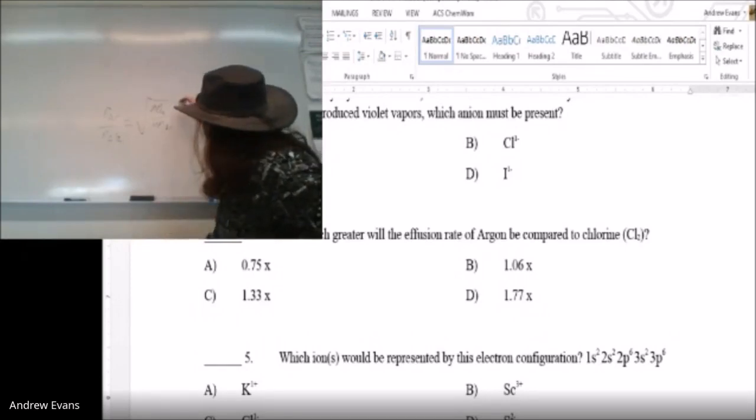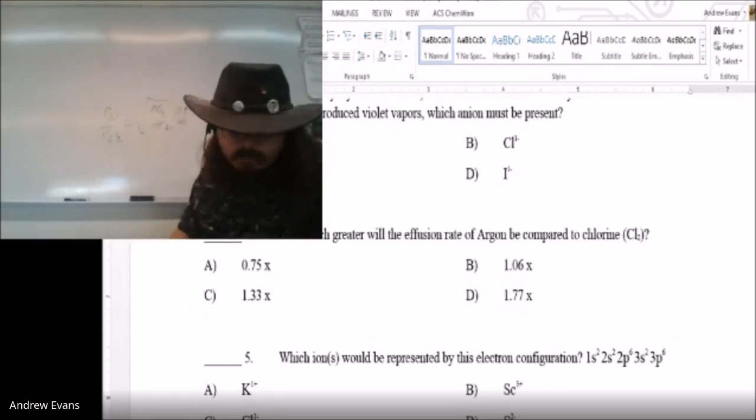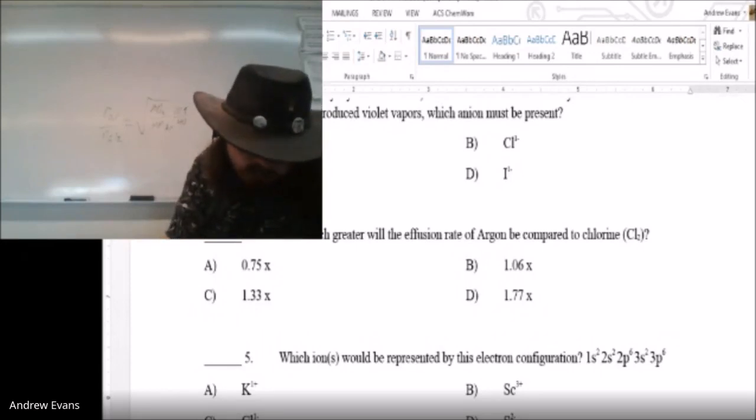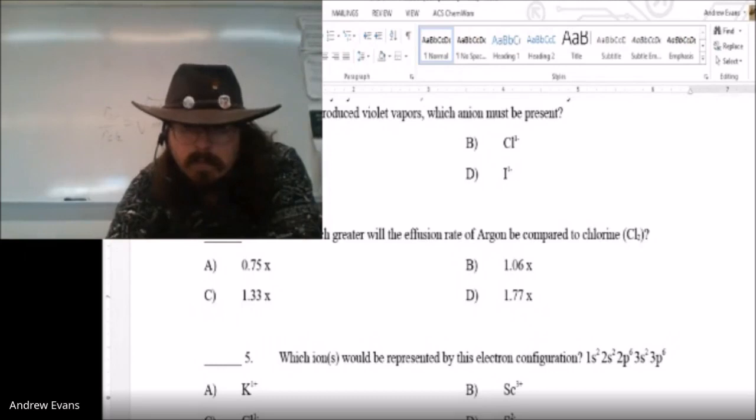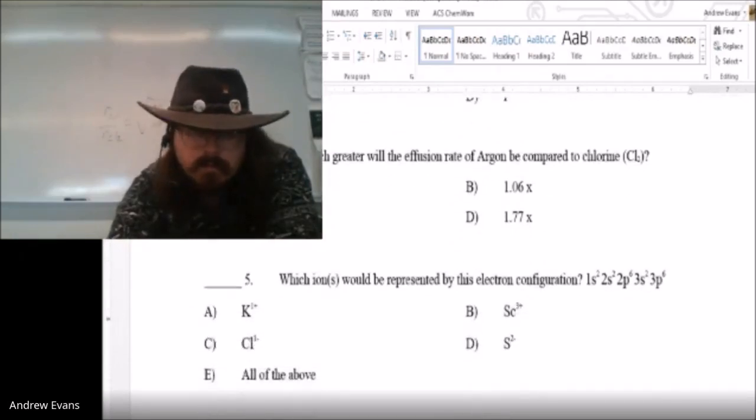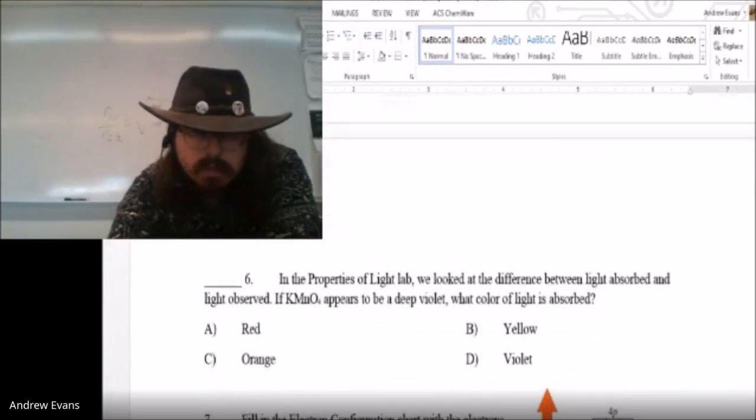So chlorine, 35.45. You double it, you get 70.9. Argon, I think it's 40-something. You'll get it close enough. Square root of 70.9 over 40. 70.9 over 40 is 1.7, but we have to square root 1.7. So it is actually 1.33. So it is 1.33 times faster at escaping from a container than chlorine would be. Skipping down.